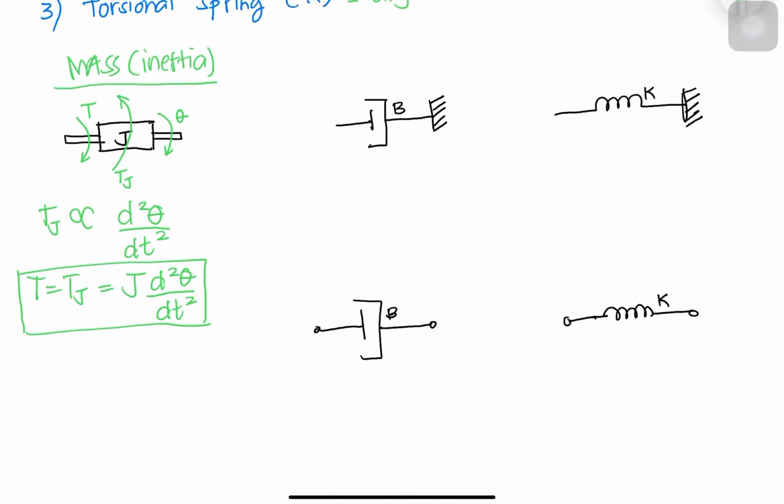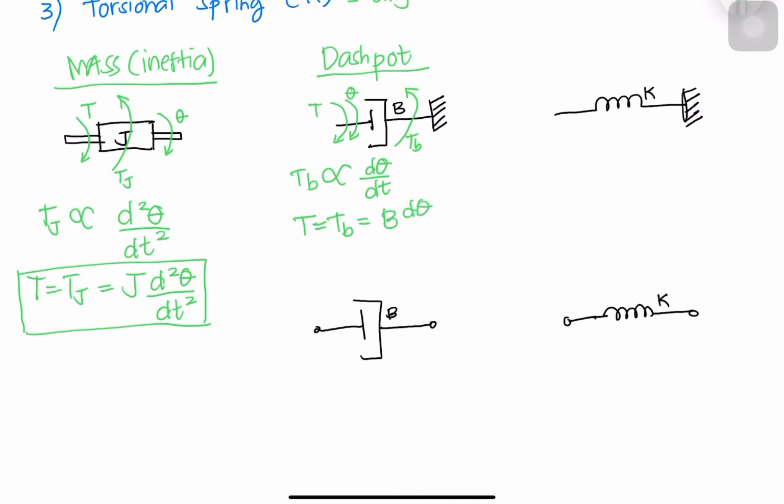Next, we have the dashpot. For dashpot, we have here the torque and the angular displacement. The torque due to the friction will be in the counterclockwise direction, TB. TB is proportional to velocity, right? Angular velocity. So T, the external applied torque, is equal to TB, which is equal to B d theta over dt. So this is for case 1.